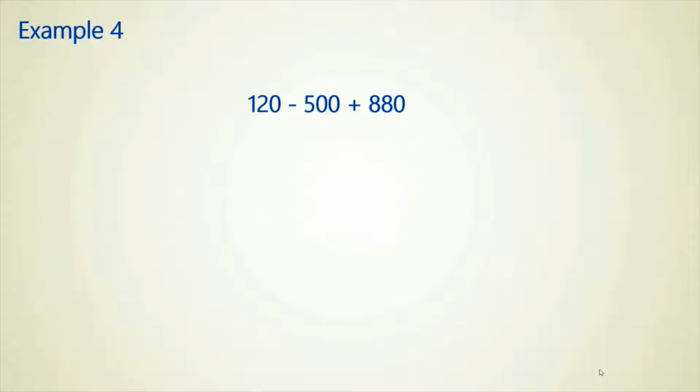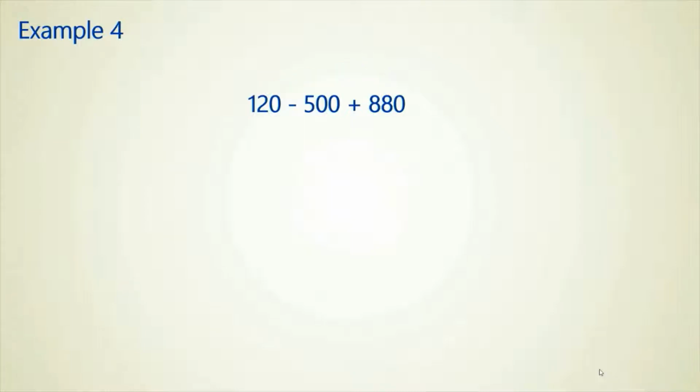By now, you might wonder, when should we use commutative properties? Why do we reorder numbers? We're going to illustrate the answer using this example. When we look at this problem, 120 minus 500 plus 880. The usual way is to take out a scratch paper, compute 120 minus 500, which gives minus 380, then plus 880. Now, if you take another closer look at the numbers, you see there's a 120 and there's a 880.